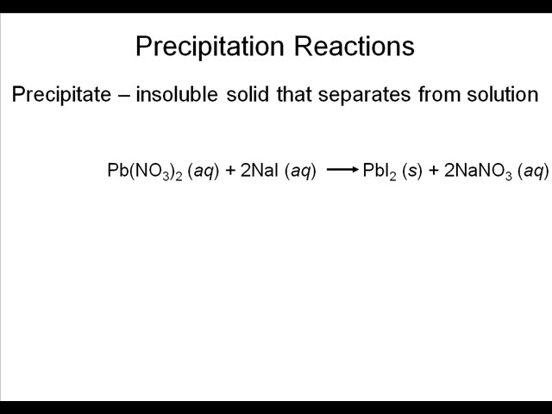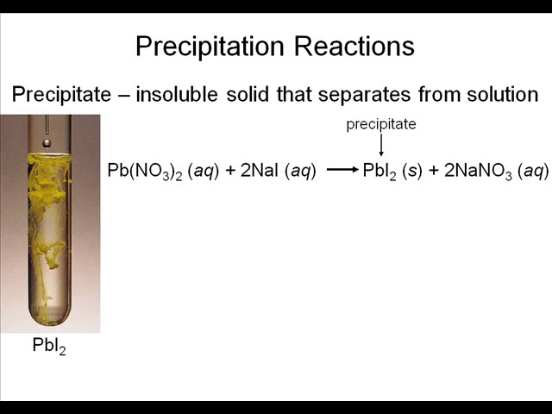So here we see the use of aqueous for the lead nitrate, aqueous for the sodium iodide, but then again right there, that's the precipitate. How do I know it's the precipitate? Because it forms a solid.